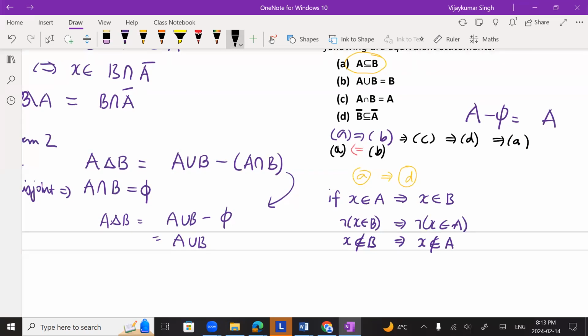Now, X does not belong to B. What does it mean in terms of complement? That means X belongs to B complement, isn't it? If X does not belong to B, then it belongs to the complement. This means what? And here we get what? X belongs to A complement. So we have shown that B complement is a subset of A complement.